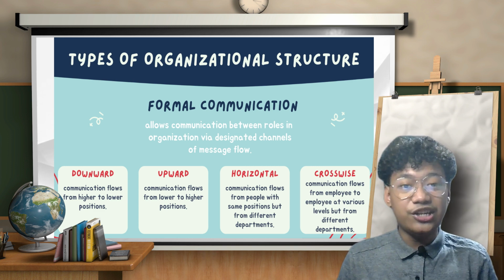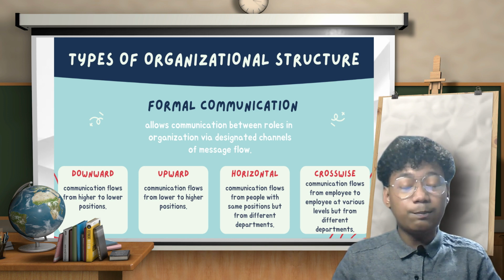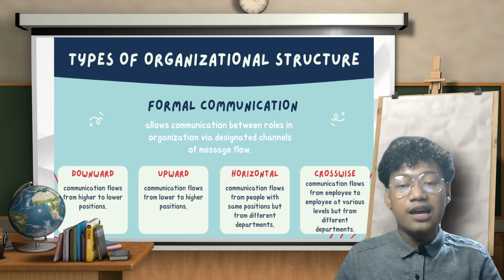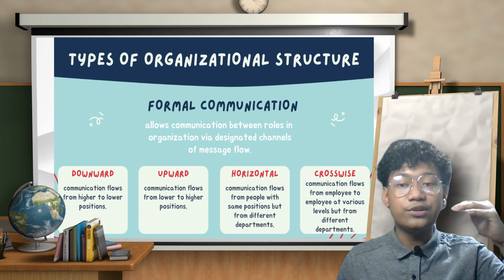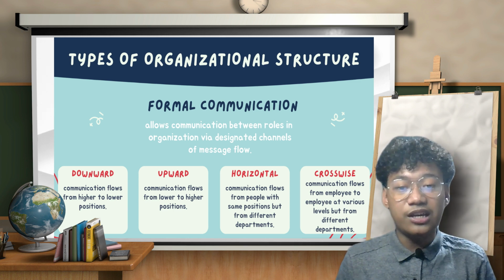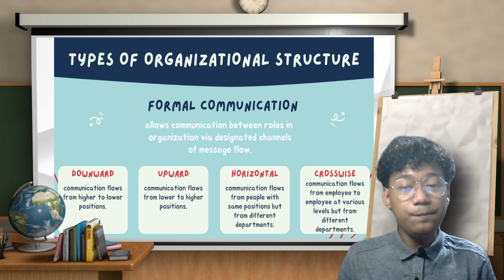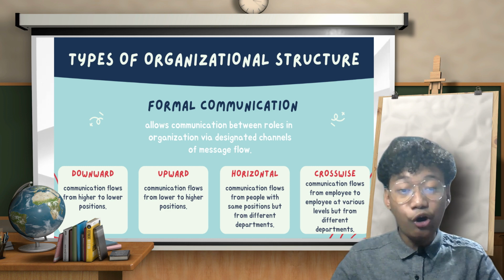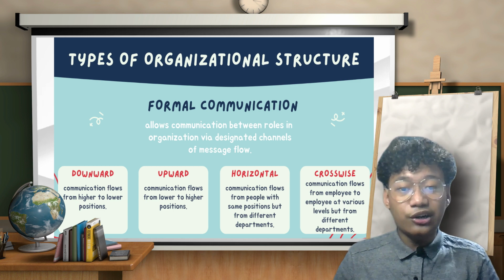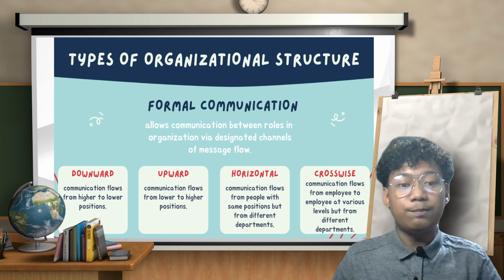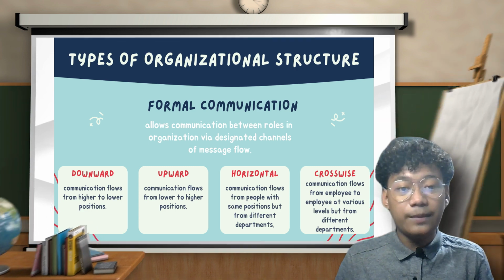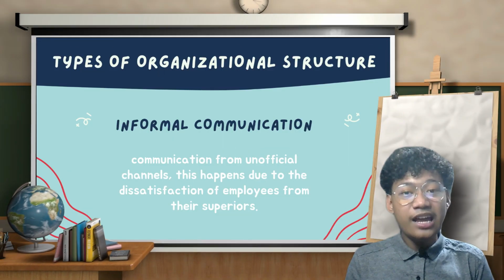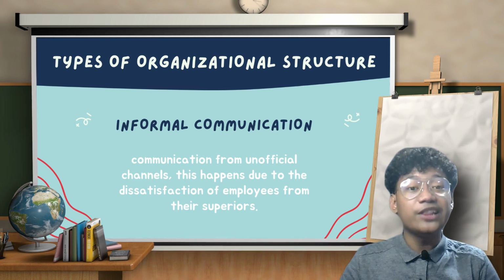Under formal communication, there are four categories. First is downward communication, where the communication flows from higher to lower positions. Second is upward communication, where the communication flows from lower to higher positions. Third is horizontal communication, where the communication occurs at the same positions but from different departments to coordinate with each other. Fourth is crosswise communication, where the communication flows from employee to employee who work at various levels but from different departments. On the other hand, informal communication takes place through unofficial channels.